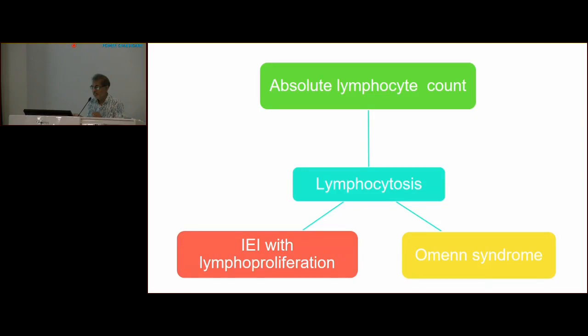In contrast, there are IEIs which are associated with lymphocytosis, and these categories include the diseases of immune dysregulation, where an IEI is associated with a lymphoproliferation. This could be in the periphery or in the blood. Omenn syndrome is a subtype or a variant of SCID, where you've got oligoclonal proliferation of a clone of T cells, and this is also associated with lymphocytosis.